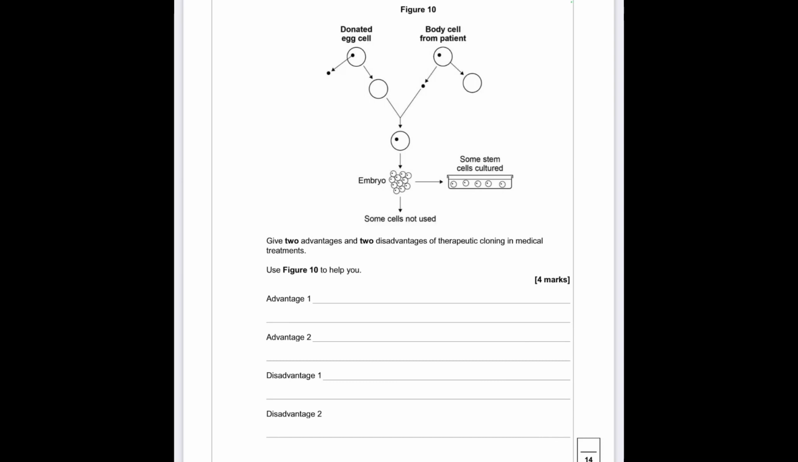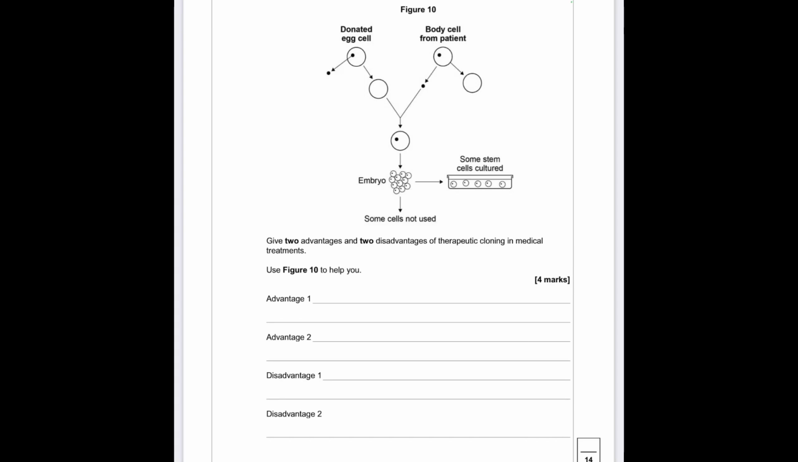In this question, we're being shown embryonic stem cells that are produced in therapeutic cloning for use in patients. So we can see that we have a donated egg cell, and the nucleus is taken out. So then we have the nucleus from the body cell from the patient, which is then used to be cloned. So an embryo is produced, and the stem cells are taken from the embryos and cultured, and there's some cells that are not used as well. So we've got to give 2 advantages and 2 disadvantages of the therapeutic cloning in medical treatments.